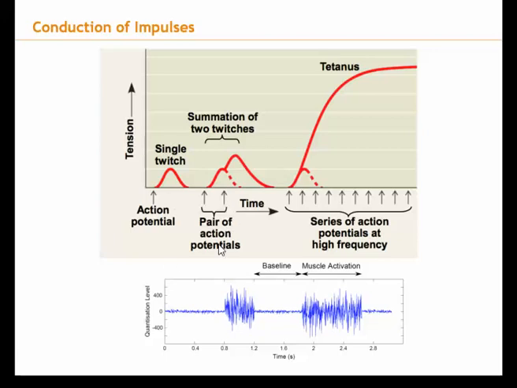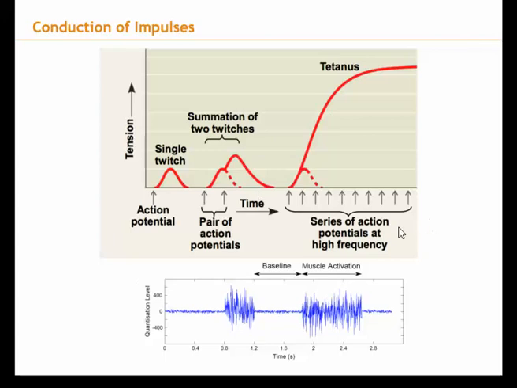And then this next picture shows a pair of action potentials. So the arrow is the first one, and we see this first wave. But then before the muscle can completely relax back to baseline, another action potential is sent to the muscle. And now look, the force increased. This is that wave summation. This is the summation of two twitches. And then they can increase and increase and increase.